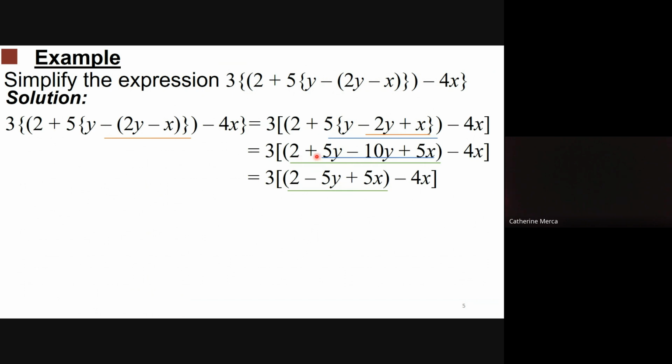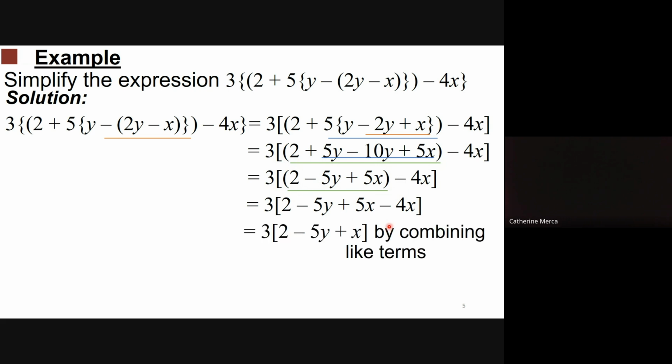So 2 plus 5y minus 10y plus 5x becomes, from here, 5y minus 10y is negative 5y, so 2 minus 5y, then we have 5x. If we try to remove this symbol of grouping, that becomes 3 times 2 minus 5y plus 5x minus 4x. And if we combine 5x minus 4x, that's x. So you have 3 times 2 minus 5y plus x.